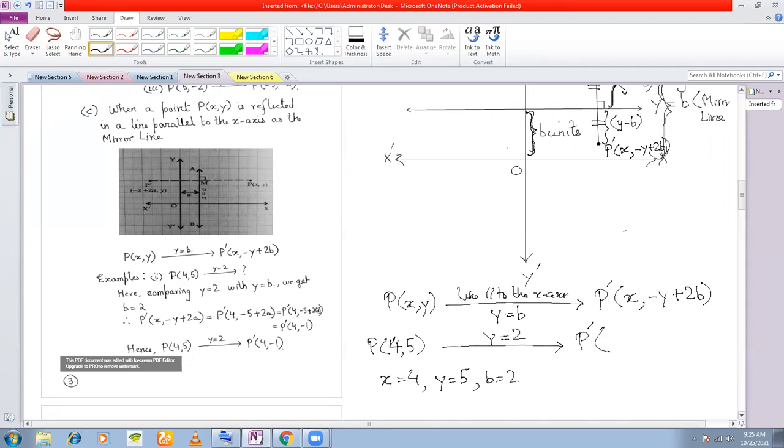If you are reflecting this point, what will you do? X coordinate will remain the same. X coordinate is 4. You retain the x coordinate 4. You change the sign of the y coordinate. So from +5, it will become -5. Plus, what is the value of b here? 2. So you have 2b. So what is this coordinate equal to? (4, -1). Is this clear? Or any question you have here?